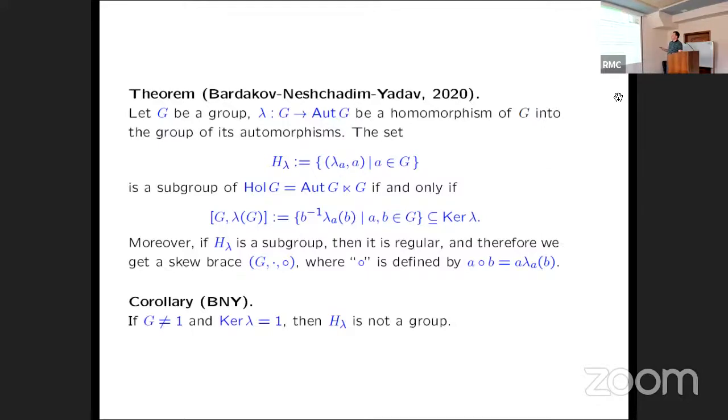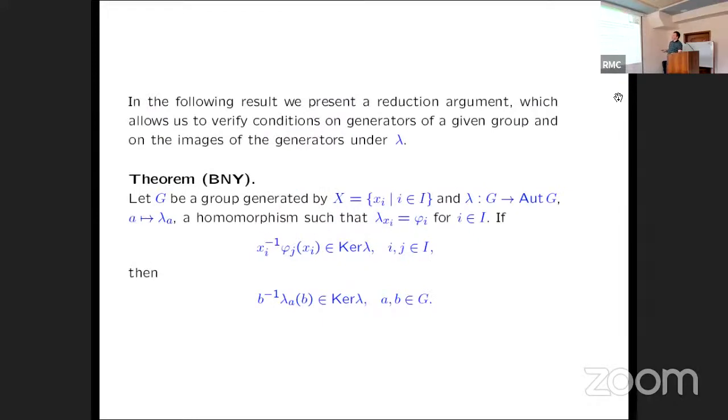Let G be a group and lambda a morphism of G into the group of automorphisms. The set H lambda, of the following form, is a subgroup of the Holomorph if and only if this set is a subset of the kernel of lambda. Moreover, if H lambda is a subgroup, then it is regular, and it means that we have a left brace where circle is defined by the following formula. And we proved that this inclusion can be checked only for generators of the group G. More exactly, the next theorem. Let G be a group generated by the set X, and lambda the morphism such that if we have such an inclusion for generators, then we have the inclusion for every a, b of the group G.